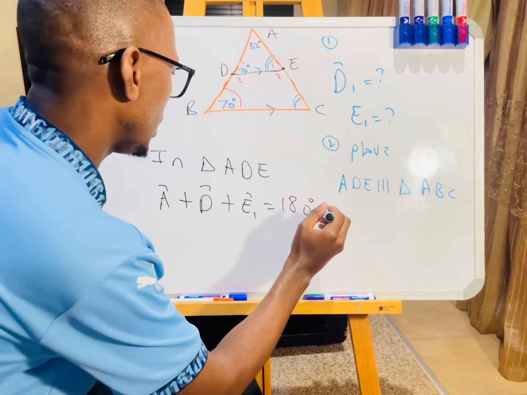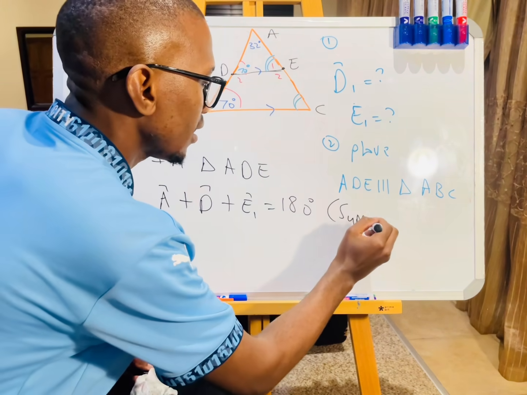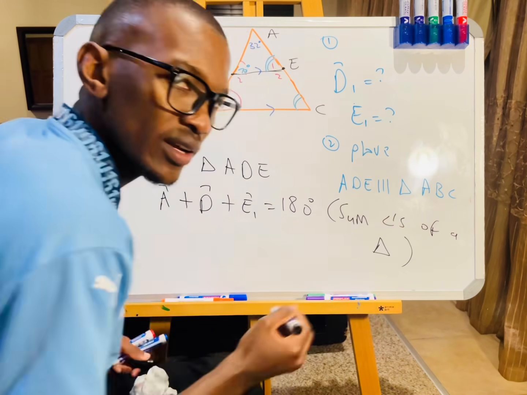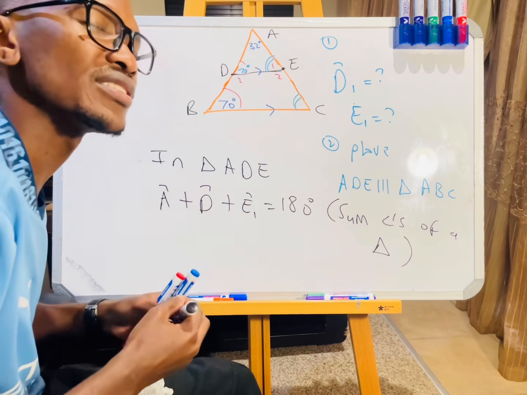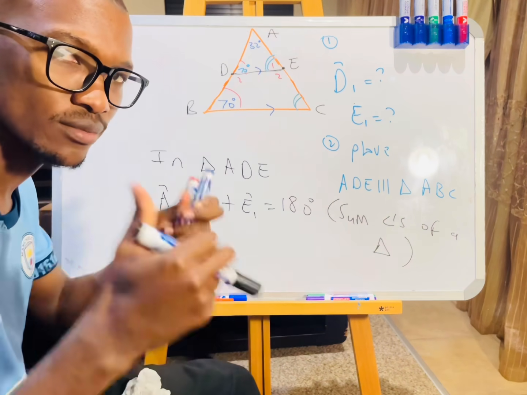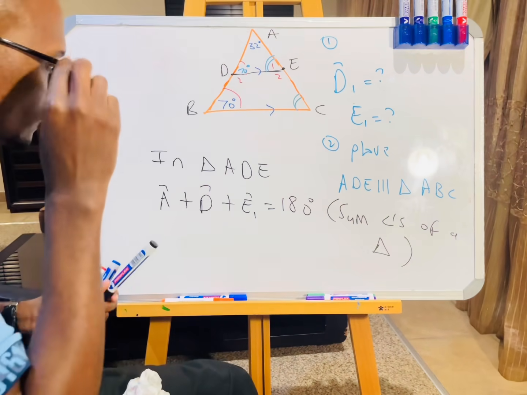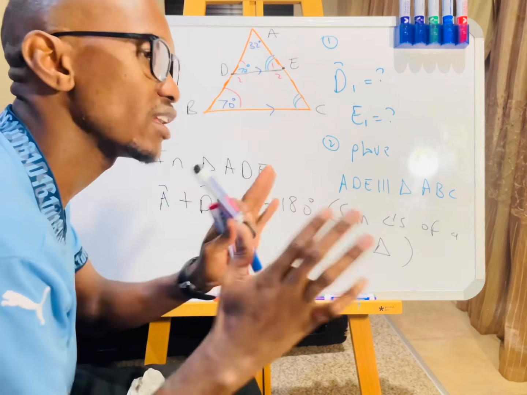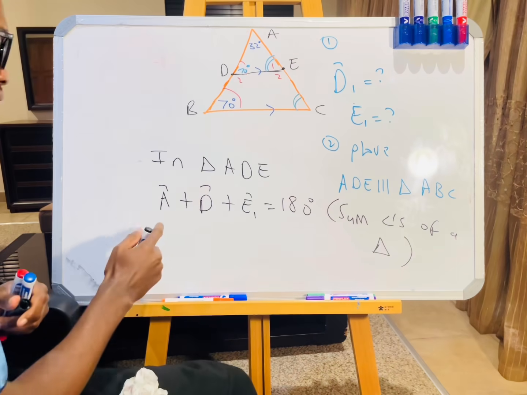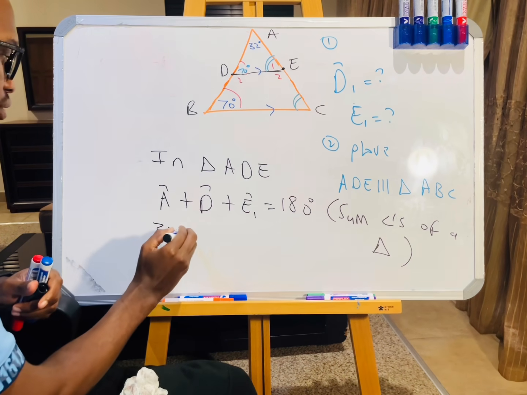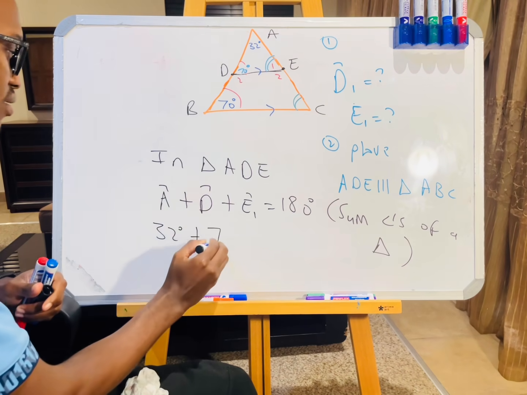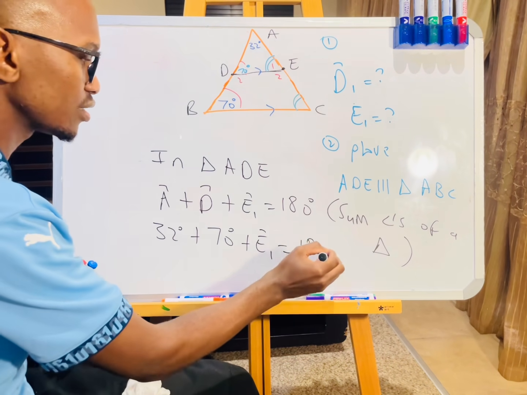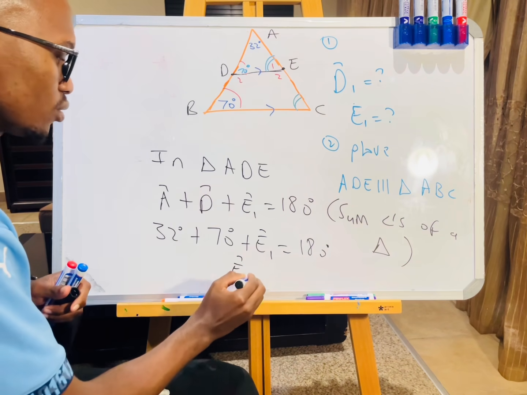Some angles of a triangle are supplementary. The word supplementary means they add up to 180 degrees. Good. Complementary angles simply means they add up to 90. Don't forget that. Then angle A is 32 degrees plus angle D 70 degrees plus angle E1, which we do not know, equals 180 degrees, and then angle E1 equals how much?